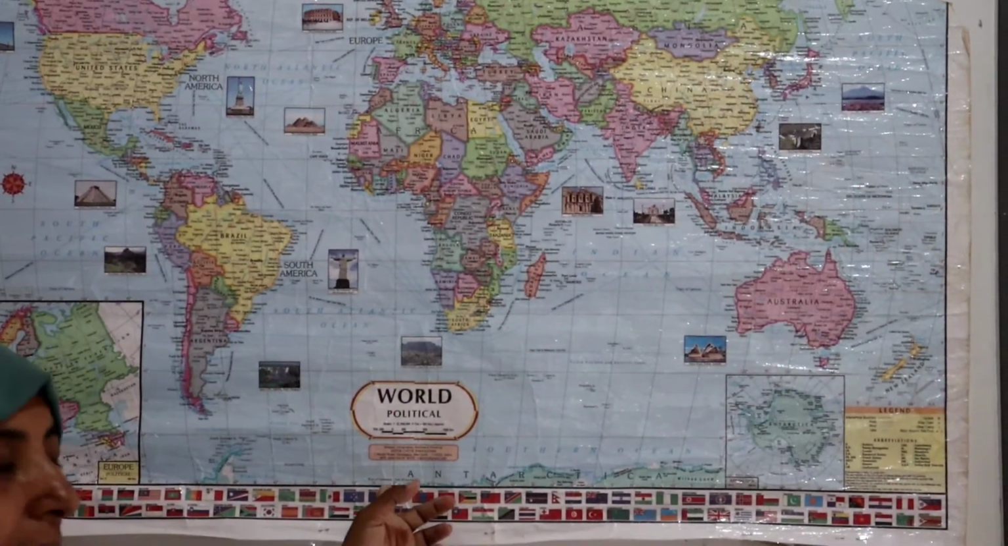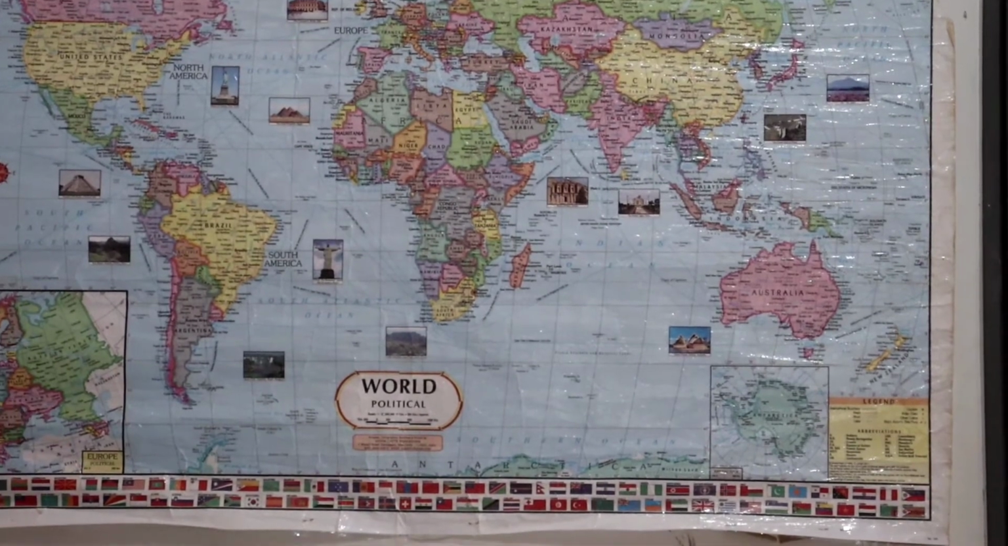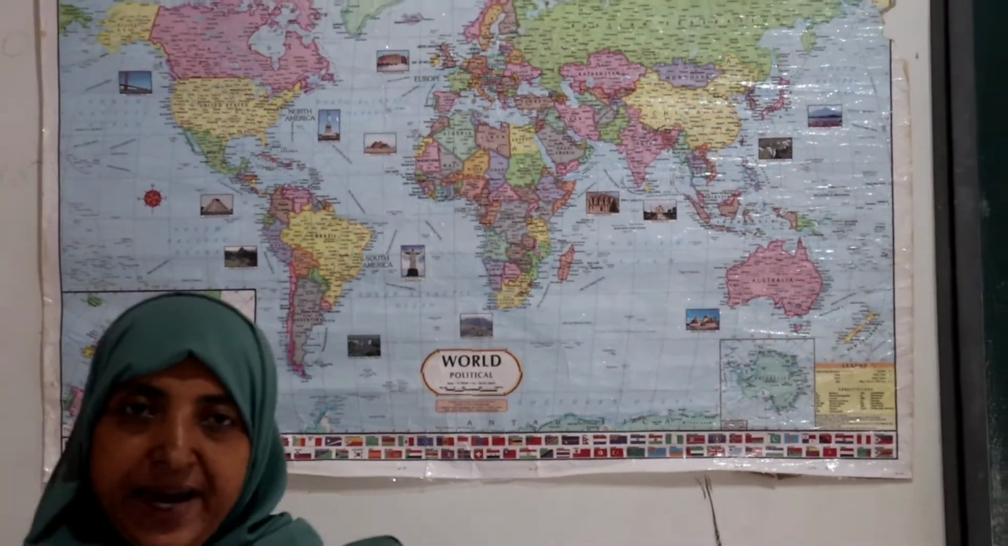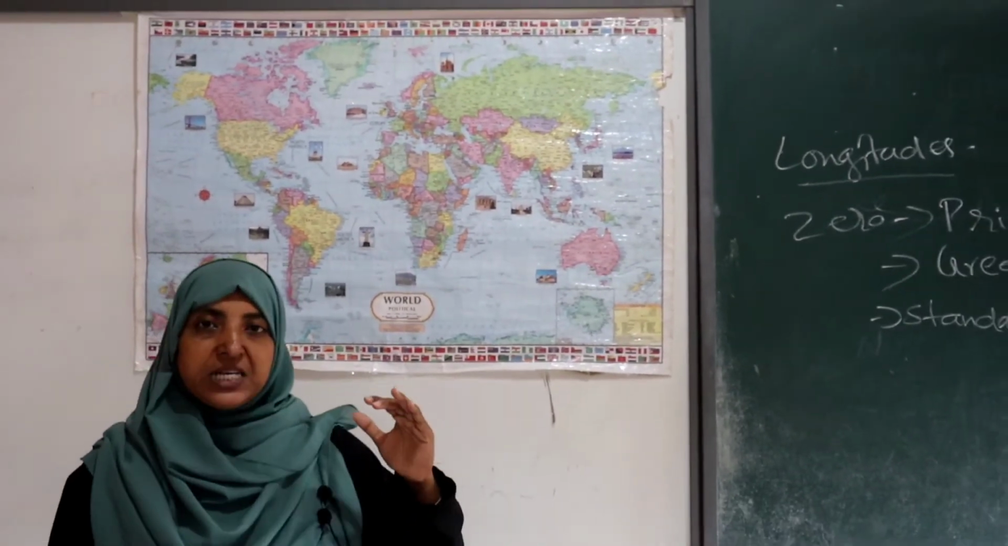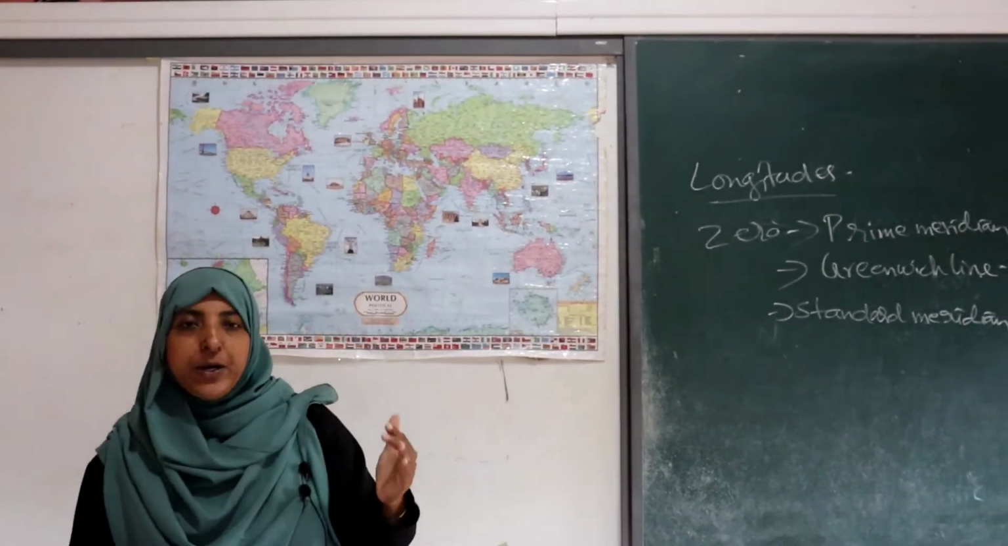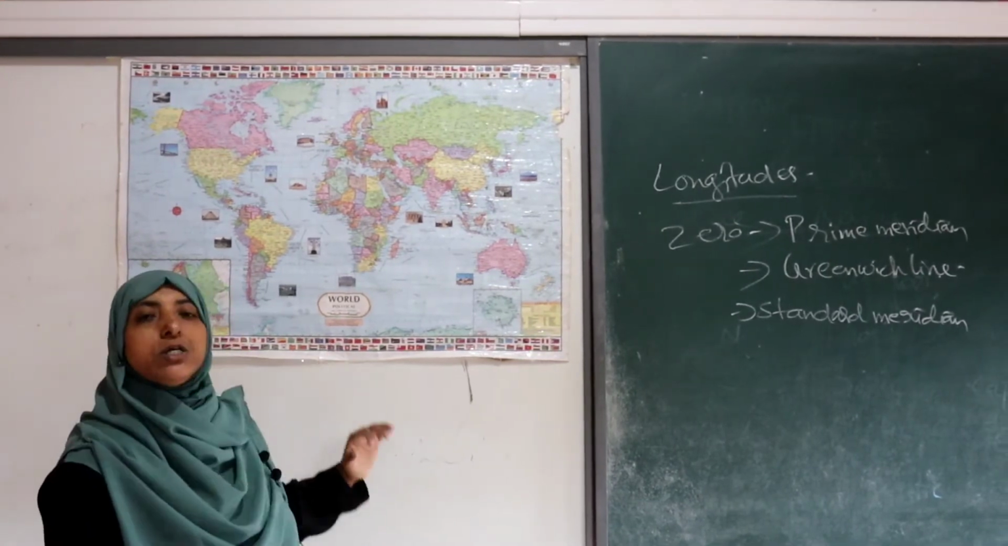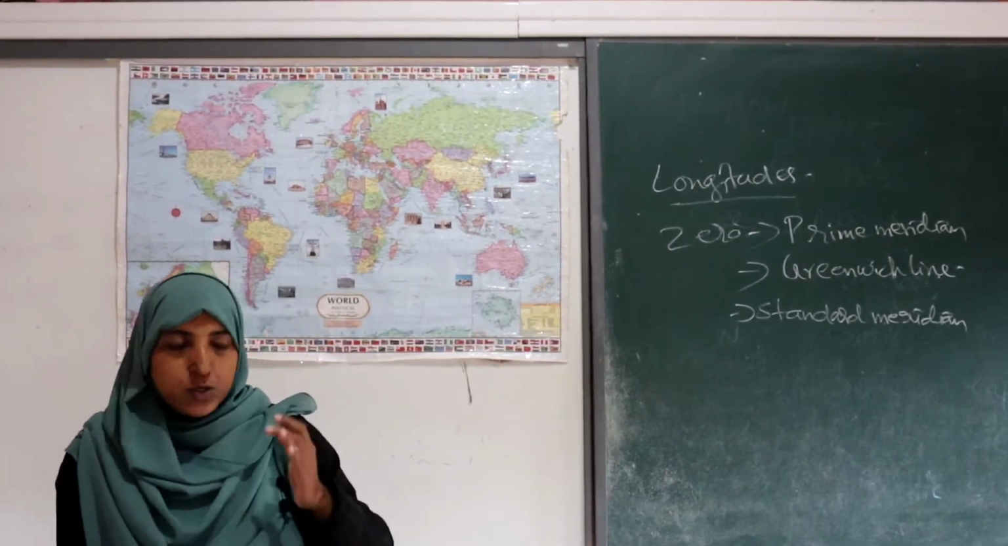Then do you know why this line is known as Greenwich line? Because Greenwich is a place in UK or in Britain, and this line passes nearly that place. So because of that, 0 degree longitude is known as Greenwich line. Clear? You please note that point.